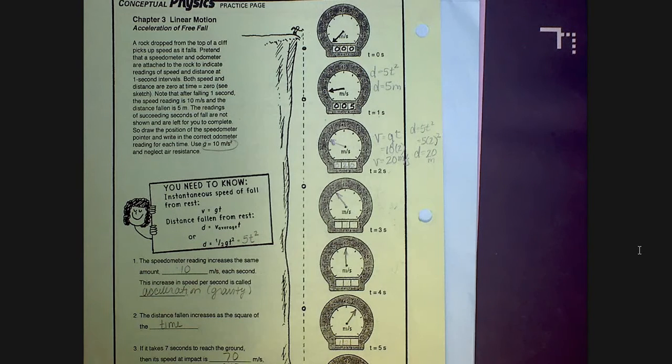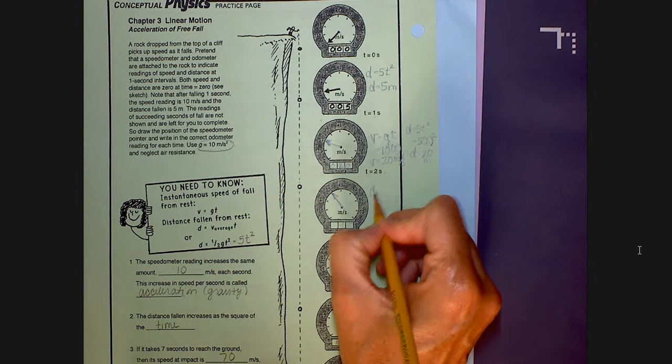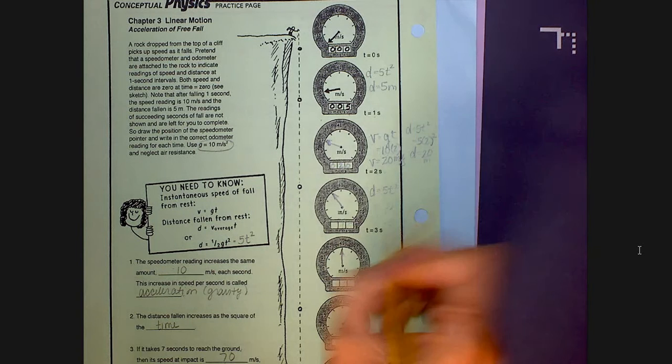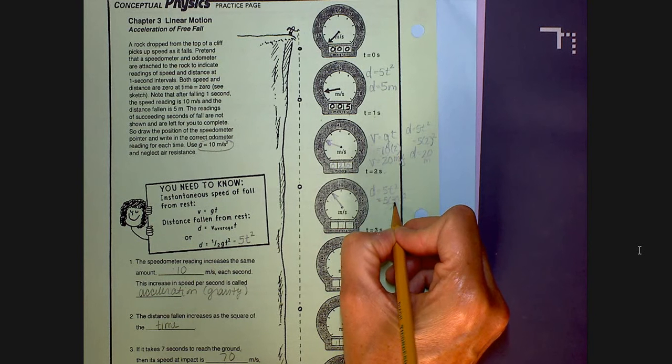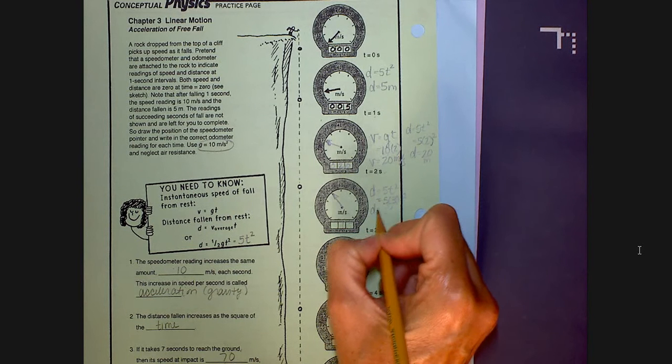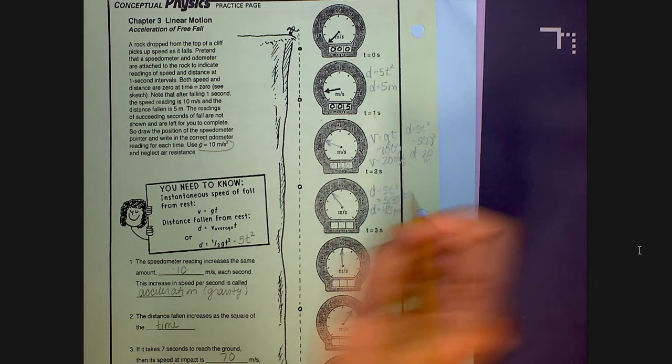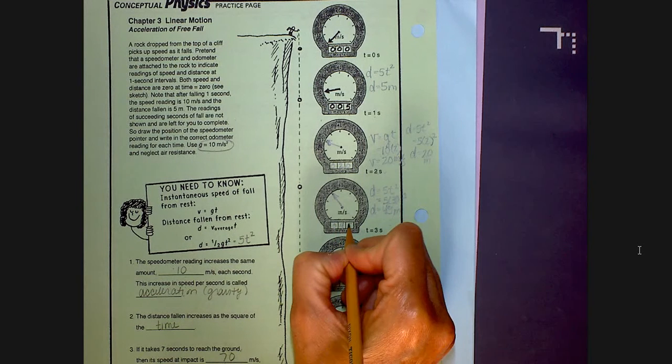Then we're going to do the same thing for 3 seconds. d here is equal to 5 times t squared. So we're going to take 5 times 3 squared. So 3 times 3 is 9, times 5 is 45 meters. So 45 here.